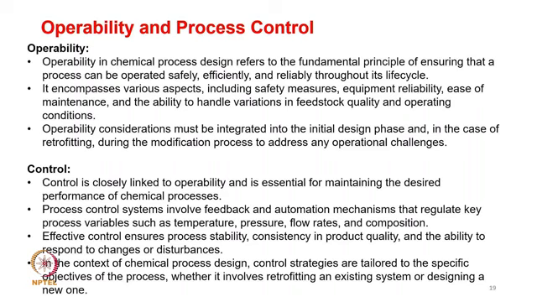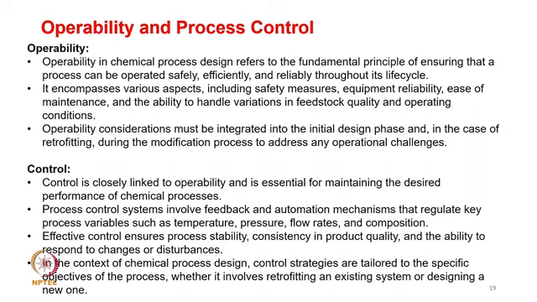So what is operability? Operability in process design refers to the fundamental principle of ensuring a process that can be operated safely, efficiently, and reliably. It encompasses various aspects, including safety measures, equipment reliability, ease of maintenance, and the ability to handle variations such as feed quality and operating conditions.